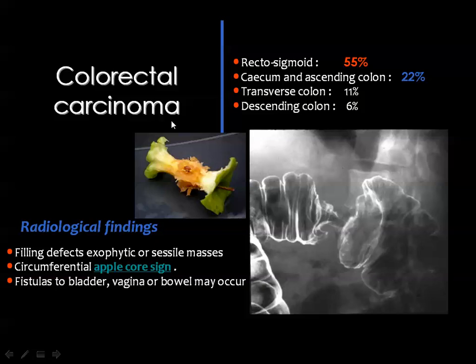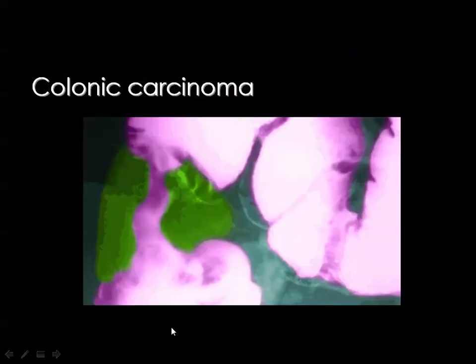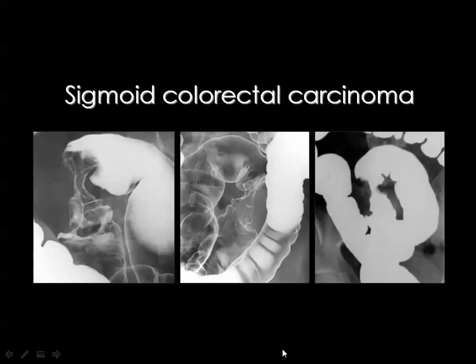Colonic cancer is common in the rectosigmoid area, less common in the cecum and the ascending colon, and less common in the transverse and descending colon. Then this is the configuration of the apple core. You see this green represents the tumor tissue, and this purple represents the residual lumen left from the carcinoma.